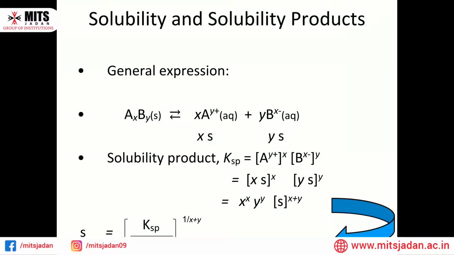Since the KSP is the product of ionic concentrations at equilibrium condition, it can be written as follows, and the value of KSP is written here. We can easily calculate the solubility by the formula: bracket KSP upon x to the power x into y to the power y, bracket close, to the power 1 upon x plus y. We can easily calculate the solubility if we know the oxidation states of the respective cations and anions. So this is the general expression applicable for all types of electrolytes.